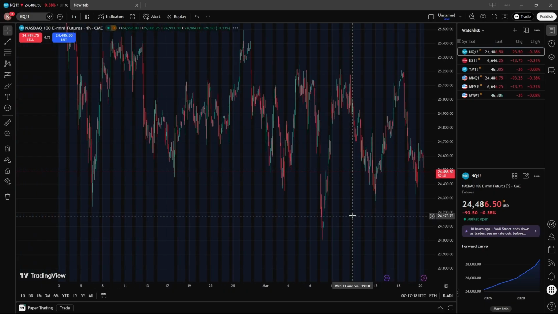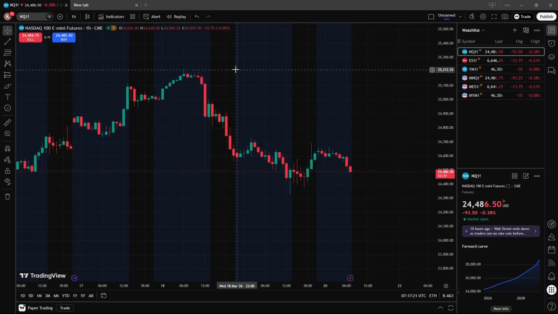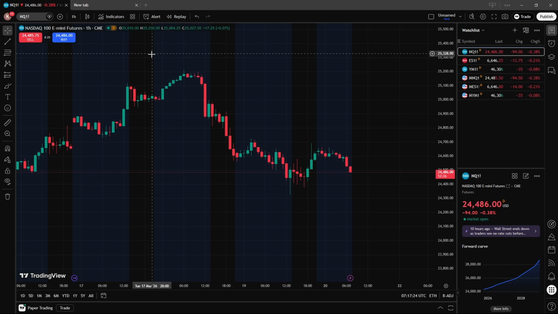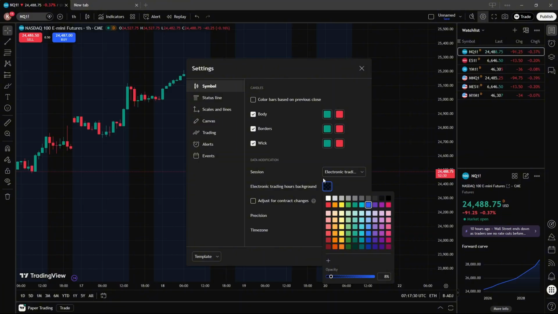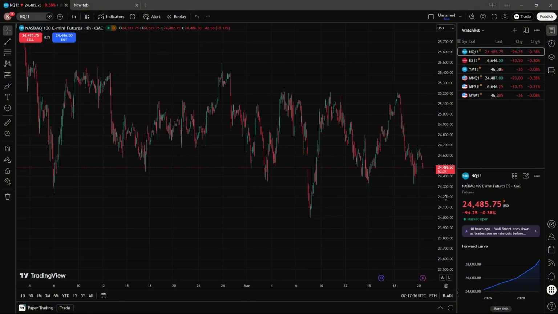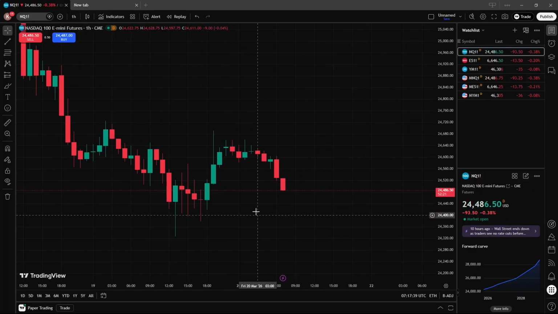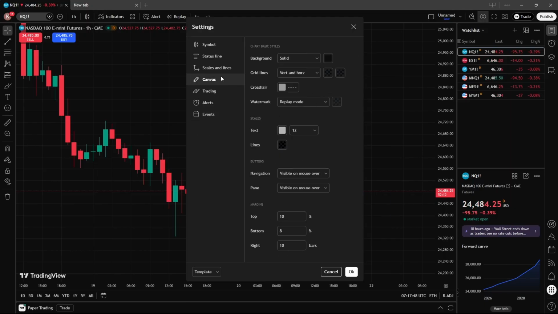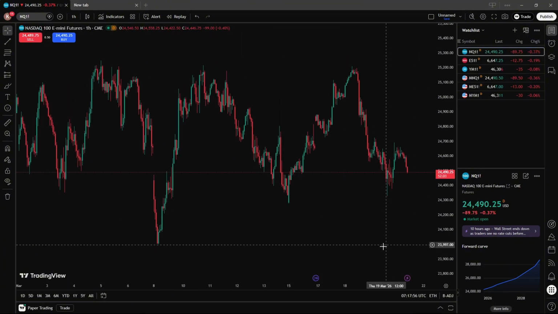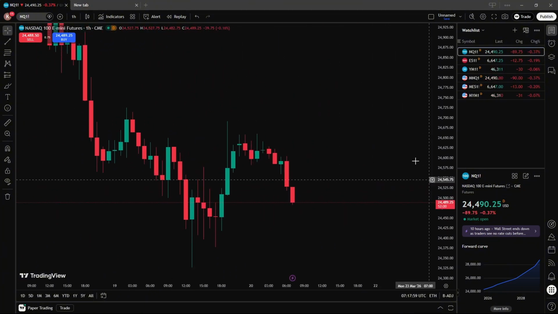Okay, what's next is these really annoying blue rectangles here. This is your electronic trading hours background, and I'll just turn that off. See, it makes it look so much cleaner. Another thing I like to do is turn off these small little grid lines. If I'm not wrong, it's here. I'll just see grid lines and change it to none. See, overall it just makes it super easy for you to see the chart clearly.